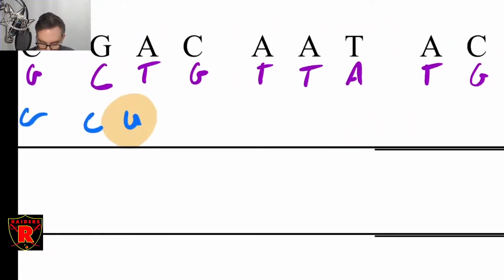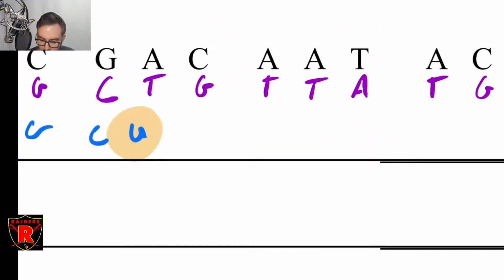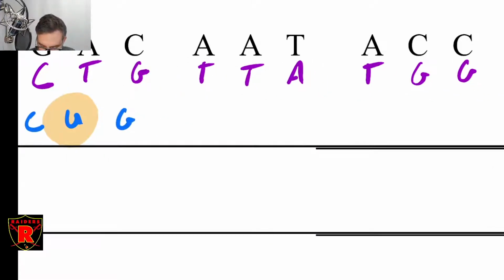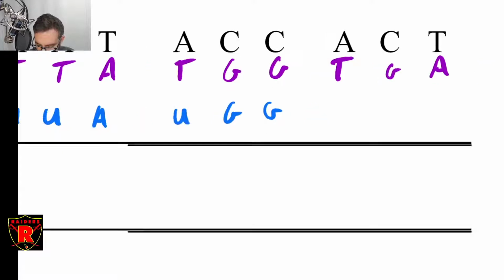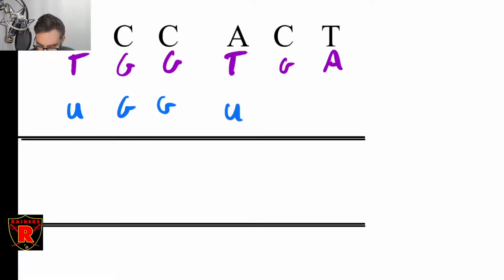So I'm going to keep going through here, and I'm just going to write the same as the coding strand, but switch all of the T's for U's. But keep in mind that it's built on the template strand. That's how you get this code. Okay, so G, T's or U's, U, G, G, U, G, A.